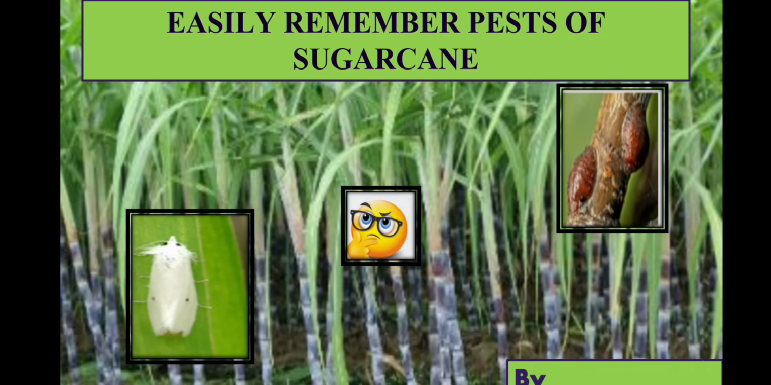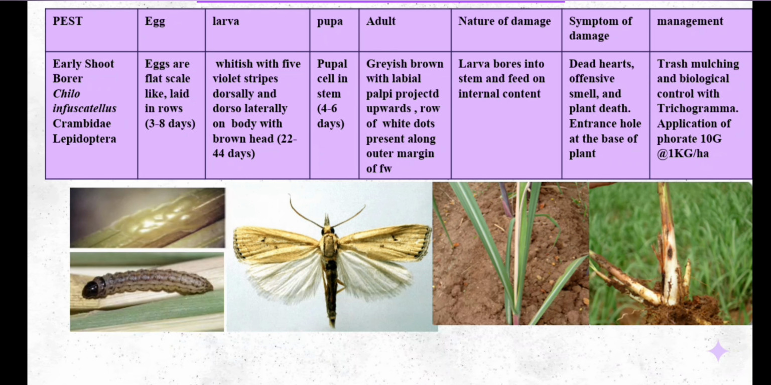The first and foremost important pest of sugarcane is early shoot borer. The scientific name is Chilo, belonging to the family Crambidae and order Lepidoptera. As the name itself says, early shoot borer means this pest will attack at a very early stage of the crop. The eggs are flat, scale like, laid in rows, and egg duration is 3 to 8 days.